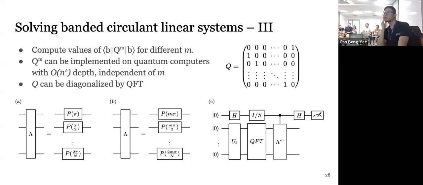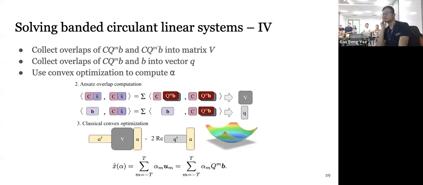Okay, so I'm moving on to the next slide. As mentioned, we can collect all overlaps of CQ^m with CQ^m, and CQ^m with b, into two different matrices, matrix B and matrix Q. When we multiply by alpha, it looks something like this. So this is our convex optimization problem. Once we have the values of B and Q, we can find the values of alpha by classical computation.